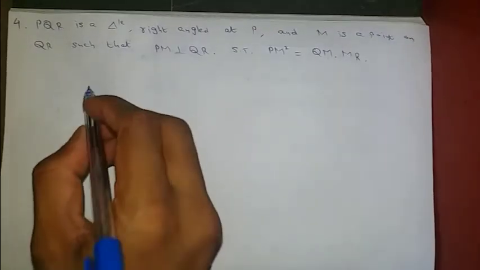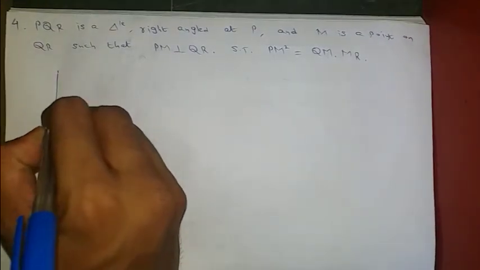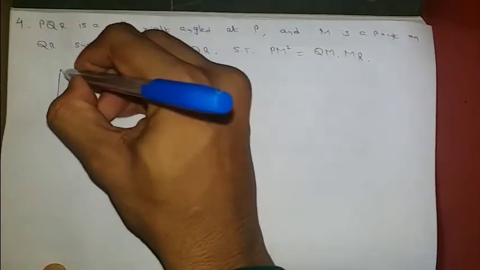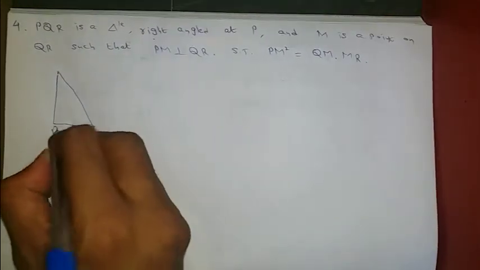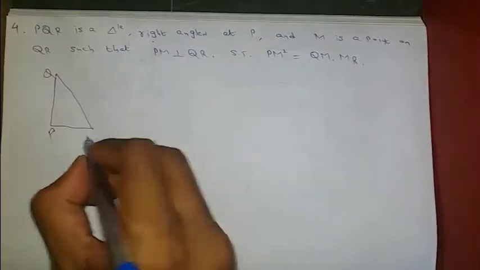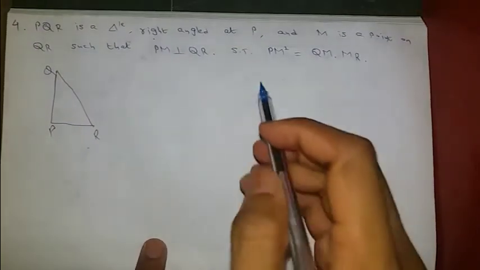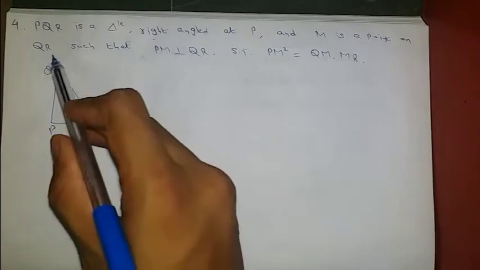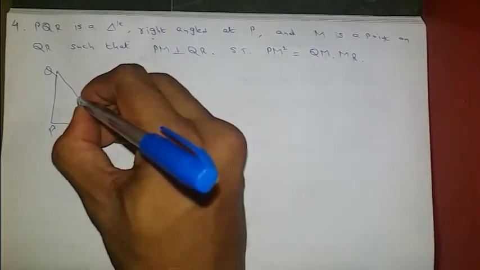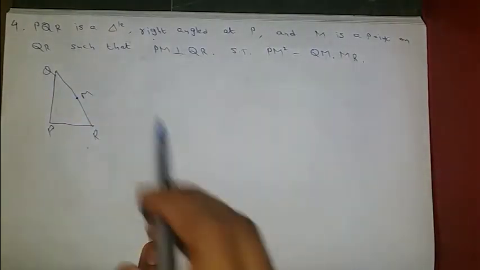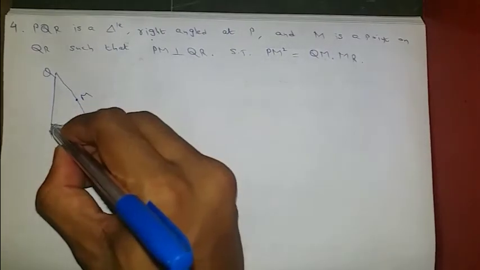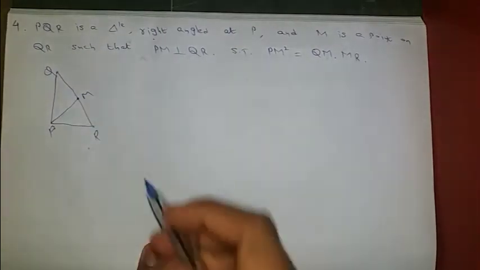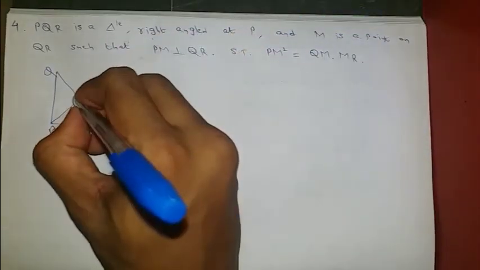We have one right angle triangle PQR where the right angle is at P. So this is P. I am writing here Q and here R. Next, M is a point on QR. On QR, one point M is there, such that PM is perpendicular to QR. This PM line is perpendicular to QR.